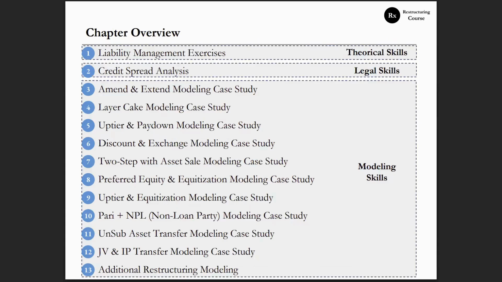As we discussed in the previous slide, here is a detailed chapter overview. In summary, we have 3 core skills you'll learn in this course. That is the structure behind modern LMEs or the theory, how to go over a credit doc like a lawyer, and how to model advanced restructuring transactions. Let's spend a second going over each of these.